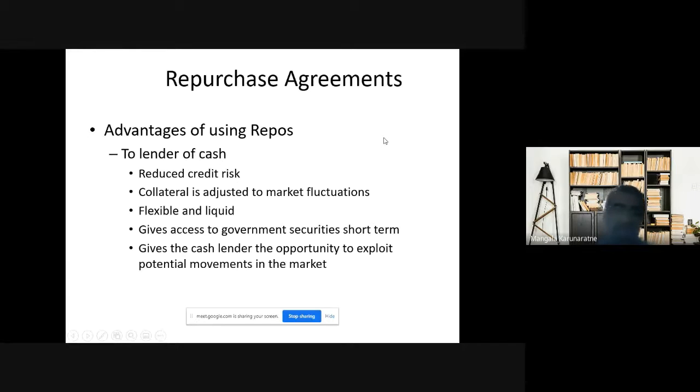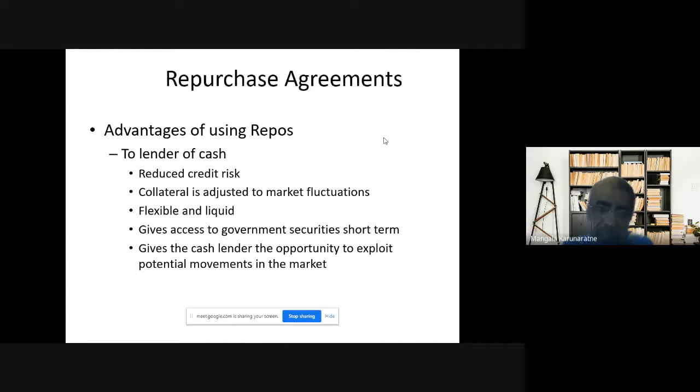Now we will go to these advantages of using repos. The lender of cash. Now who is the lender of cash? The person who is doing the reverse repo, right? Who is doing the reverse repo? If you take every day, we get customers at branches who want to invest in repos. That means they give cash.